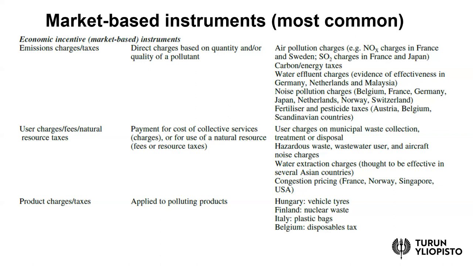So the main idea with the market-based instrument is that if this kind of externality problem is causing too much pollution, then setting a price for the producer in the form of a tax or a fee or some kind of monetary charge will help to decrease the amount of pollution, making it more expensive for the polluter to emit the pollution.